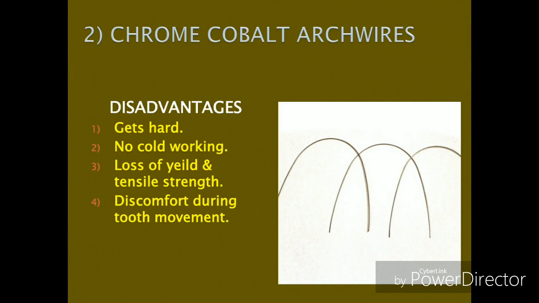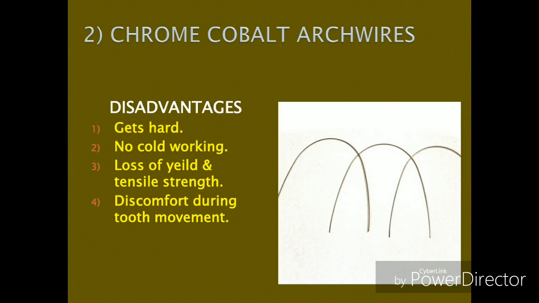Talking about the disadvantages, the first one is that the chrome cobalt arch wires have a tendency to harden at a point where the two segments are welded or soldered. The second disadvantage is that the chrome cobalt arch wires cannot be bent again and again from the same point because due to repeated bending it gets fractured.